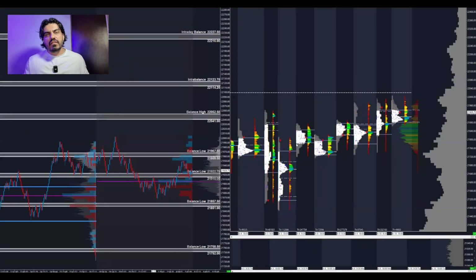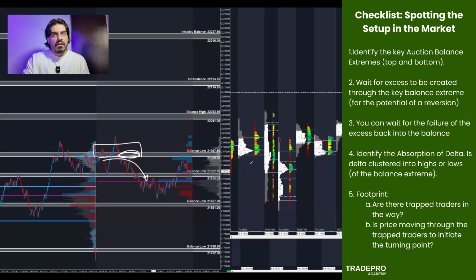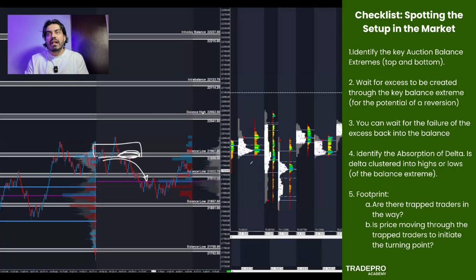So let's break this down fully and understand how to spot this in the live market. Let's go through a checklist and wrap this up. Number one, what we're looking for is the key balance extremes. We've gone through this. We can identify where those key balance extremes are. And when we even fail to move into a balance, just as we have on the overnight, this is setting up for a prime example of a mean reversion. Number one, know where your key balance extremes are. This is going to be the starting point. There's no trade if it's not at a key balance extreme.